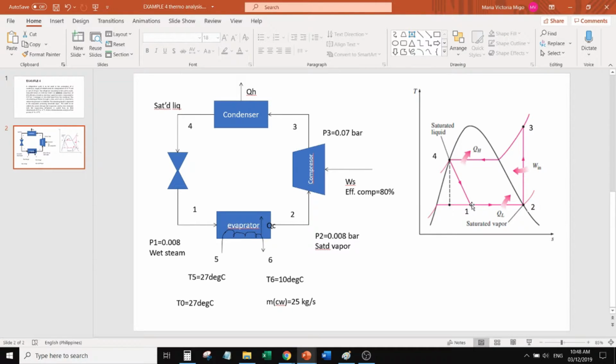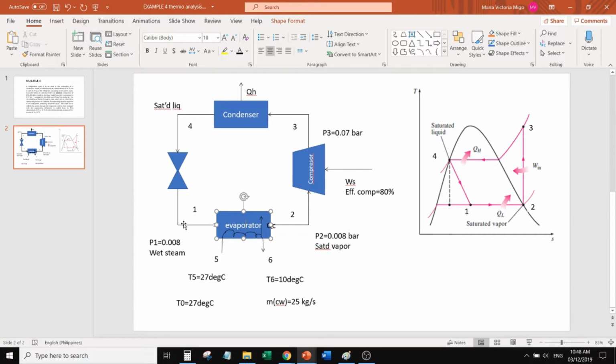So in the evaporator, the chilled water actually exchanges heat. The evaporator takes in the heat from the chilled water, and the chilled water reduces temperature from 27 to 10 degrees. And the mass flow rate of the chilled water is 25 kilograms per second. This is not the mass flow rate of the refrigerant.